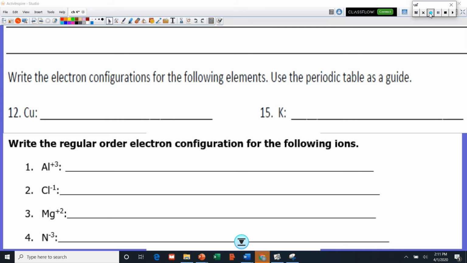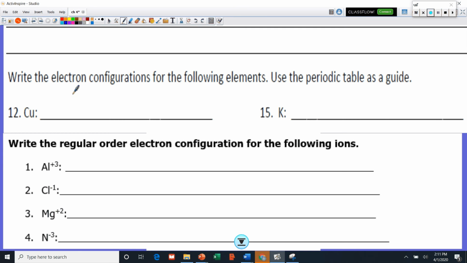So if we're going to go ahead and look at the first one where it says write the electron configurations for the following elements. Use the periodic table as a guide. Number 12 and number 15, these are just different ones that I pulled off of different worksheets. Again, you don't have to have the worksheet in front of you. You can do this on a sheet of paper, and that will be fine.